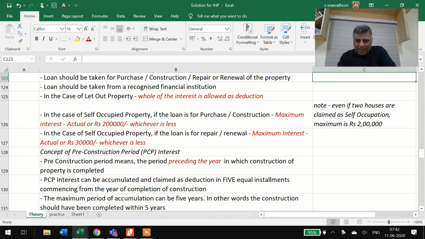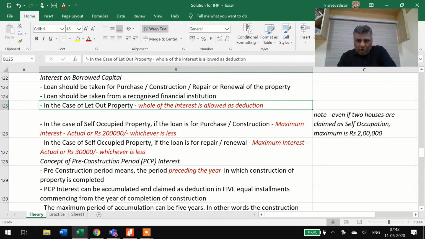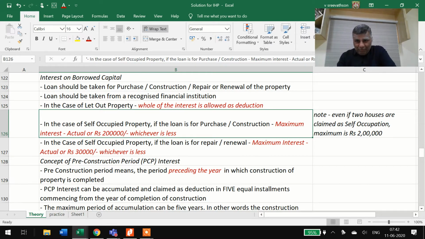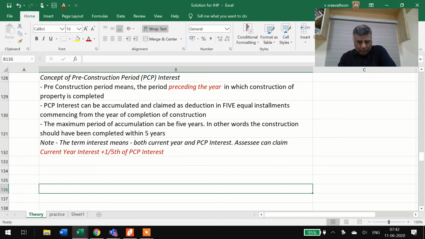So in the case of let out property, wholly it is allowed. In the case of self-occupied property, the actual, which is current plus 1/5, or rupees 2 lakhs, whichever is less. I have a doubt. Go ahead. If the maximum period of accumulation is more than 5 years, then 5 years can be taken for deduction. Yes.